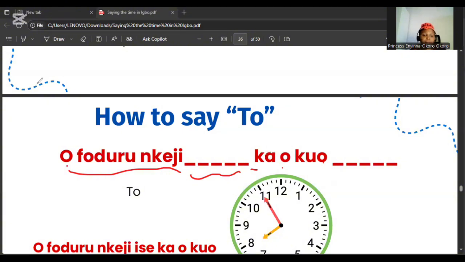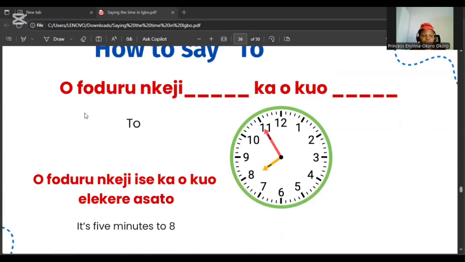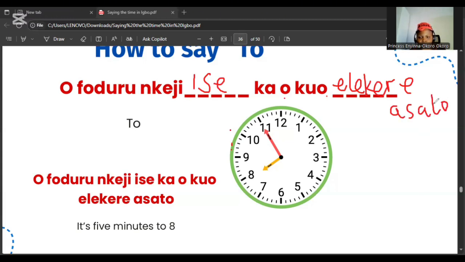Look at this clock. Let's analyze it based on the clock we have on our screen. Are you ready? Take a look. Let's do it properly. On this clock that we're seeing right here on my screen, it's 5 minutes to 8 o'clock. So we can say ofodoro nkeji ise ka ọkụọ elekere asatọ. Did you learn something? I believe you did. Clap for me for teaching you.